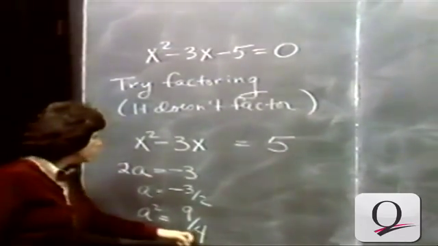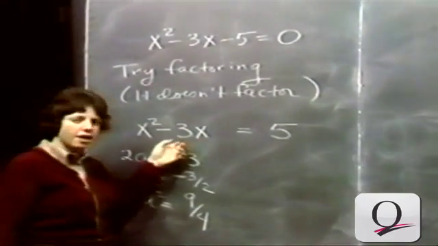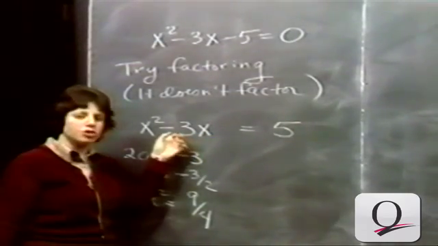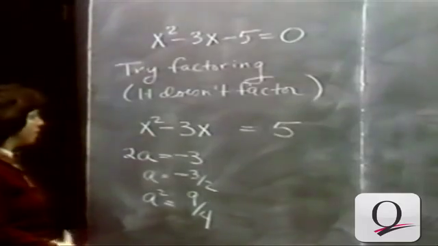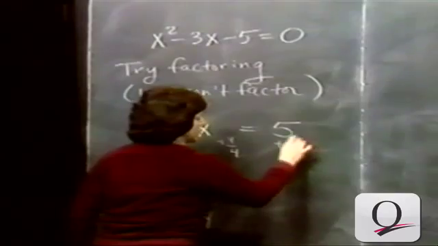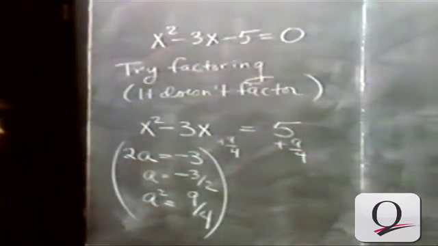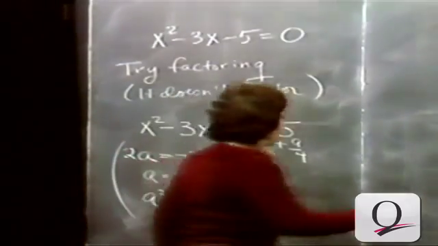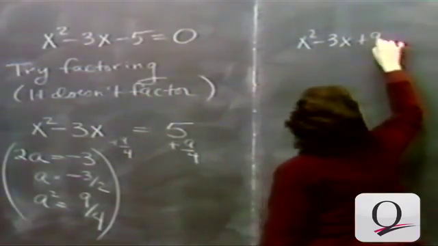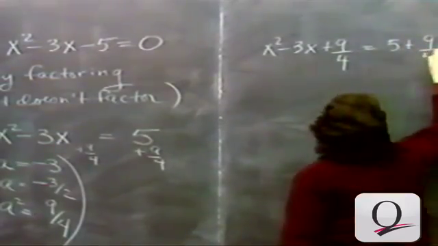Okay, a squared is equal to 9/4, and that is a quantity to be added to both sides. As I mentioned before, it is half of the coefficient of the first degree term, half of minus 3, which is minus 3 halves squared. We will therefore add 9/4 to both sides of this equation. This is just to help you figure out that the quantity to add is 9/4. Adding that, we get x squared minus 3x plus 9/4 equals 5 plus 9/4.